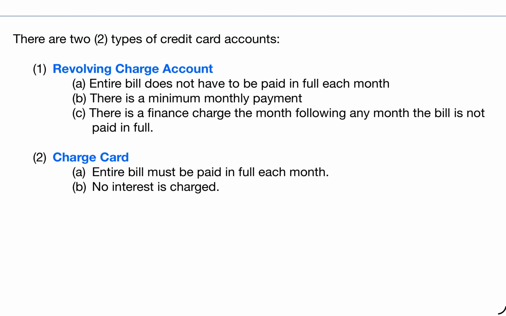So what that means is, let's say that you make charges this month and then next month you get the bill. If you don't pay that in full, then in the following month's bill, you're going to get assessed a finance charge. Now, with a charge card, the entire bill has to be paid in full and no interest is charged. Most people have a revolving charge account. There are some people that still use a charge account, and American Express, for example, is an issuer that will provide a charge account, and the expectation is that it is paid in full.